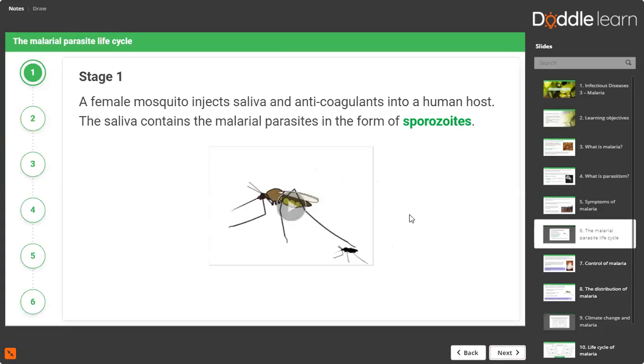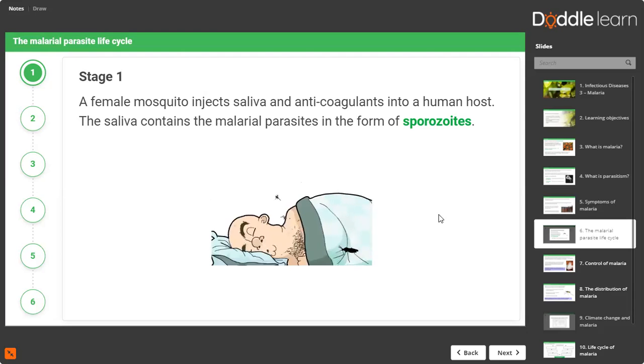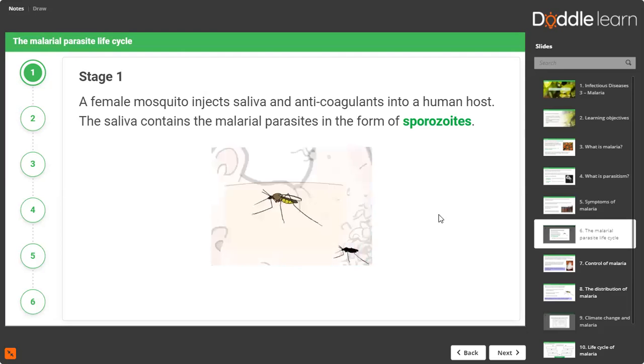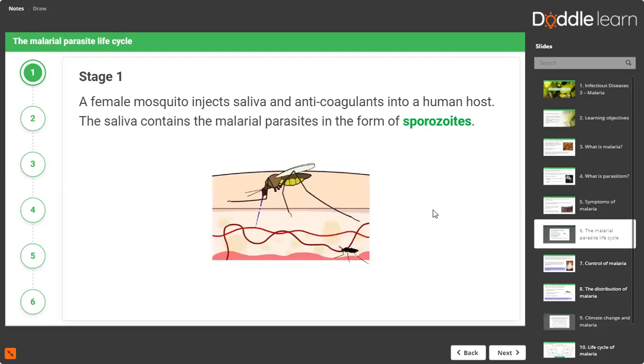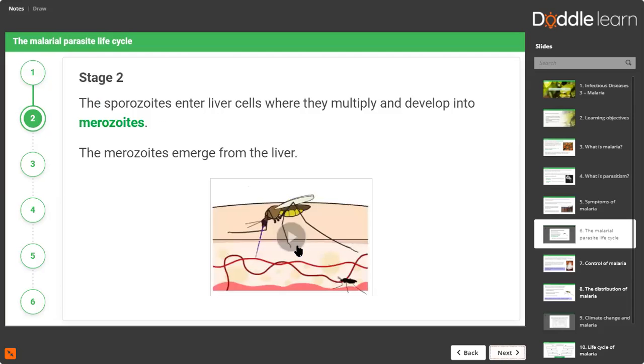So in stage 1, a female mosquito injects saliva and anticoagulants into a human host. The saliva contains the malarial parasites in the form of sporozoites. It's only the female mosquito because this is to do with how mosquitoes reproduce. It just happens that the parasites of malaria in the form of sporozoites are found in the saliva of the mosquitoes as well, so they get passed on to you as a human. Those sporozoites enter your liver cells.